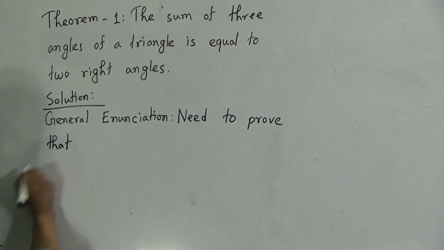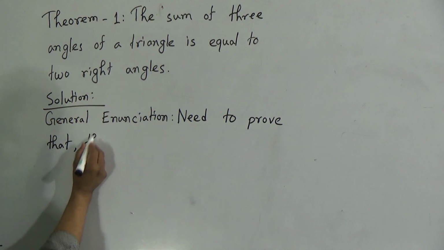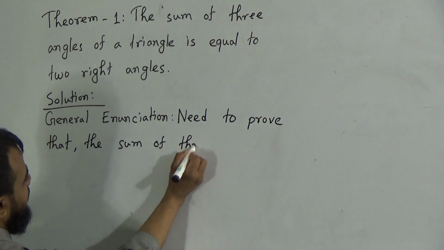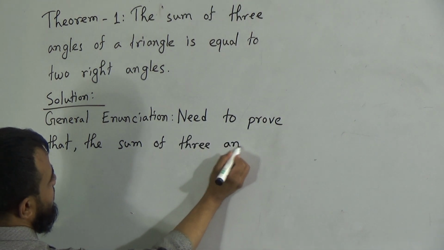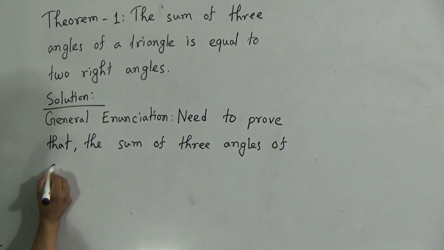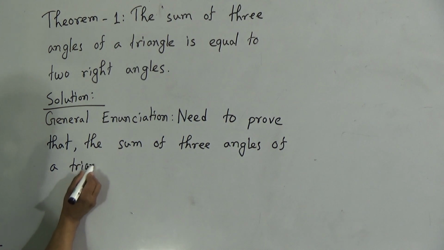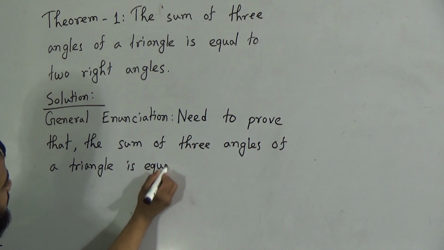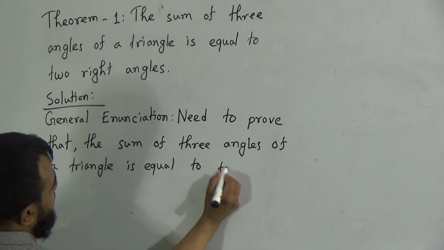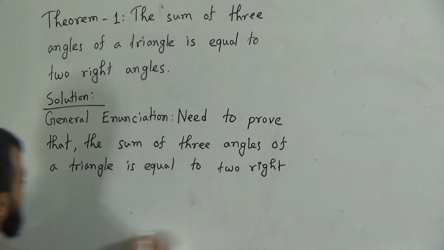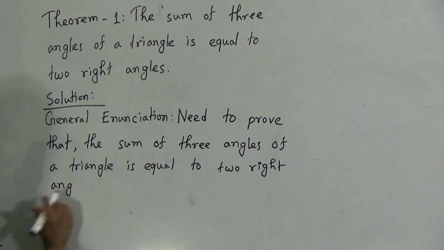Need to prove that what? The sum of three angles of a triangle is equal to two right angles. It is our general enunciation.